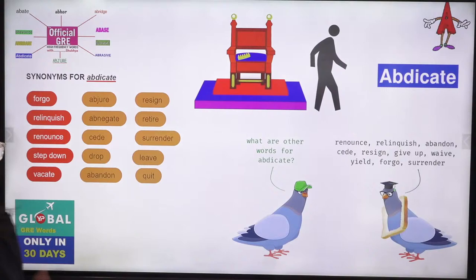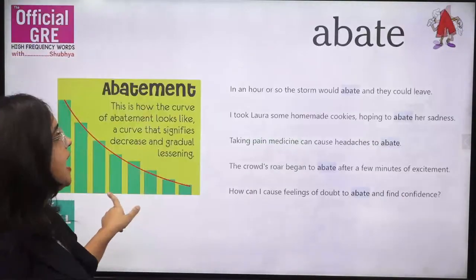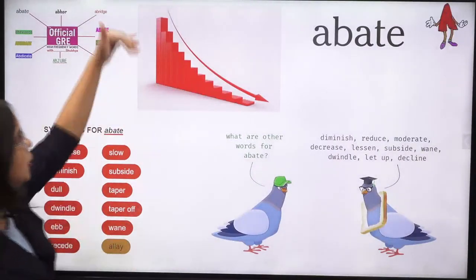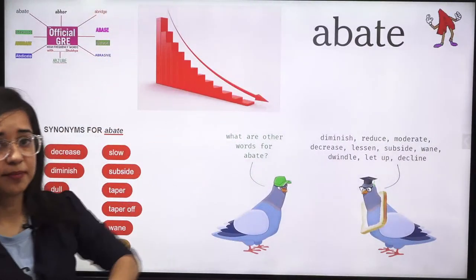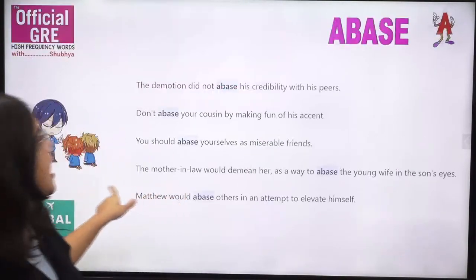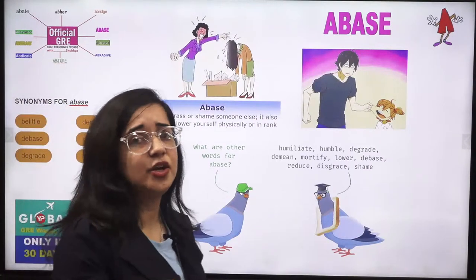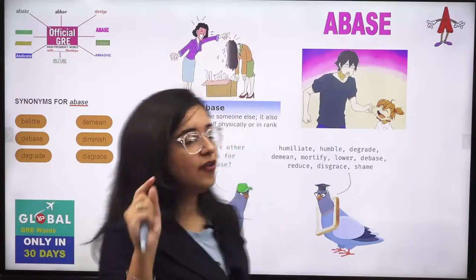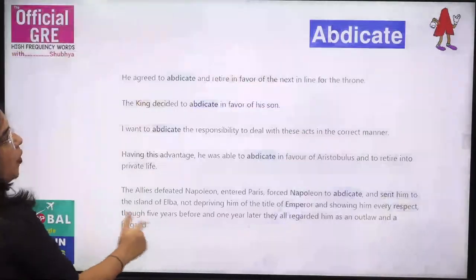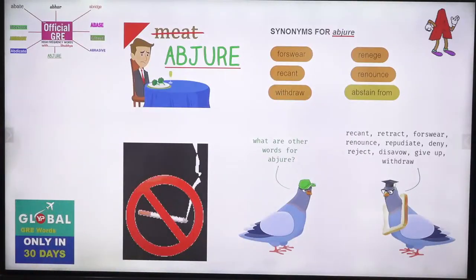Next is abdicate. When you willingly give up the throne, that is termed as abdicate. And the first, it was abate. That is decreasing the intensity of something, like decreasing the intensity of rainfall or a storm. And the next is abase. Abasement was when I'm humiliating you, degrading you, insulting you. Now moving to the next word, I hope all these are clear to you. In case of any doubts, you can just drop in the comments, like, ma'am, this word is not clear. I'll help you to understand it in a better manner.